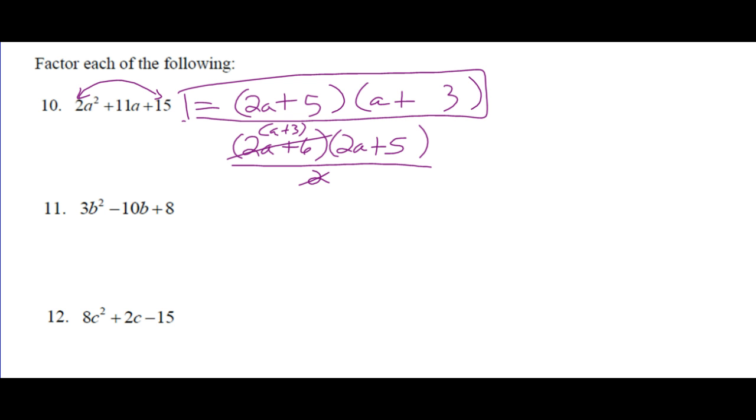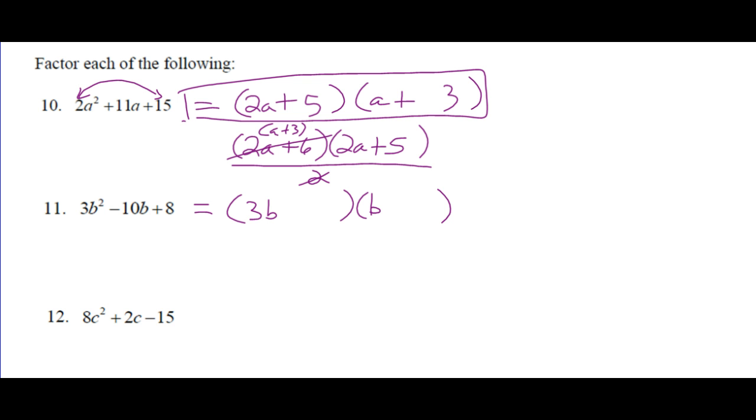Now we're going to do each one of these both ways so that you can see. This one, 3b and b. When that first number is prime, the only way you're getting it is to have that number with the variable and then 1. The only way to get 3b squared is 3b times b. The only other way would be b times 3b. That's it. It's a 3b and a b. Two numbers that multiply to 8.